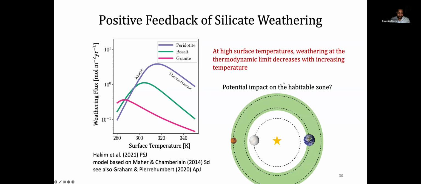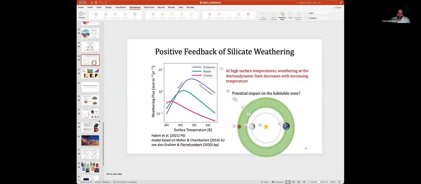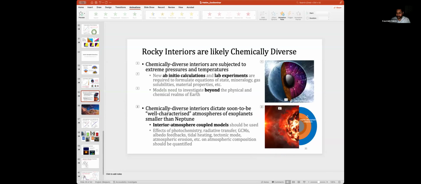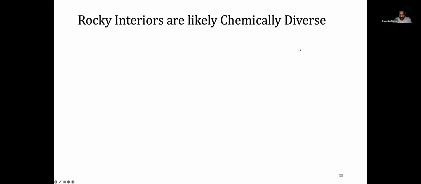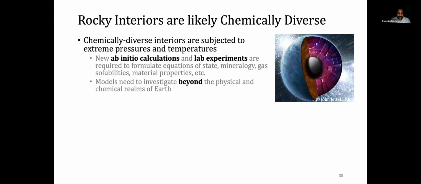Okay, I'll skip some of the slides and directly jump to my conclusions, where I tried to argue in this talk, and I hope I convinced you, that rocky interiors are likely chemically diverse, much more diverse than what we normally think of in terms of Earth. Chemically diverse interiors are then subjected to extreme pressures and temperatures, and we have very limited data. All these models for interior structure and thermal evolution use some data or other, and most of the time there is a requirement for extrapolations.